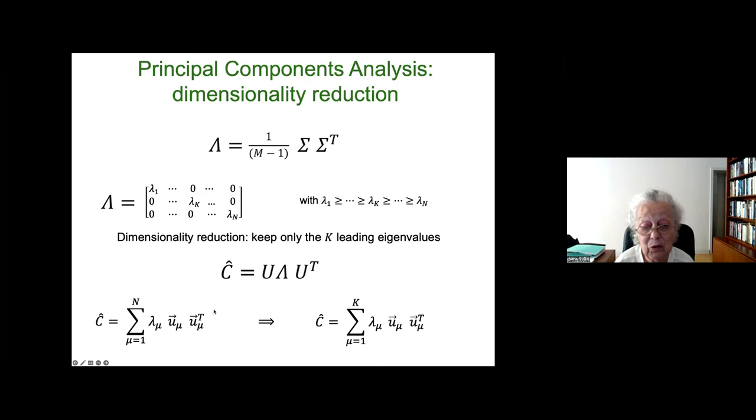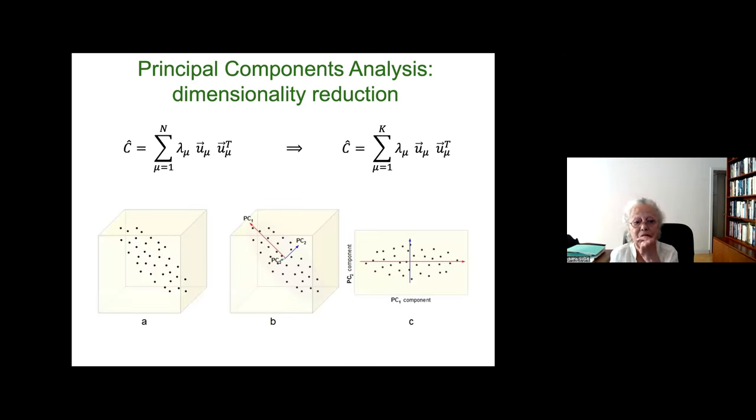But I could decide to truncate this sum and keep only the leading eigenvalues. When I truncate this sum, instead of going all the way up to n, I only keep the k leading eigenvalues and the k leading outer products of eigenvectors, then we are in a situation where we're doing dimensionality reduction. And this is the way it works in principal component analysis. So we go from an exact decomposition of the covariance matrix into an approximation to the covariance matrix.